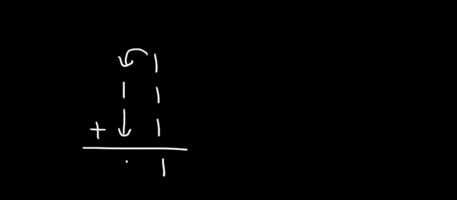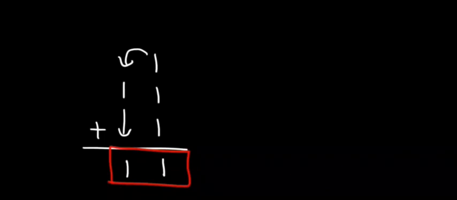Now 1 plus 1 plus 1, we have to add 3 ones: 1 1 1. That is 3, and 3 in binary means 11. Put down 1 and bring down the next 1. So 1 plus 1 plus 1 is equivalent to 11.